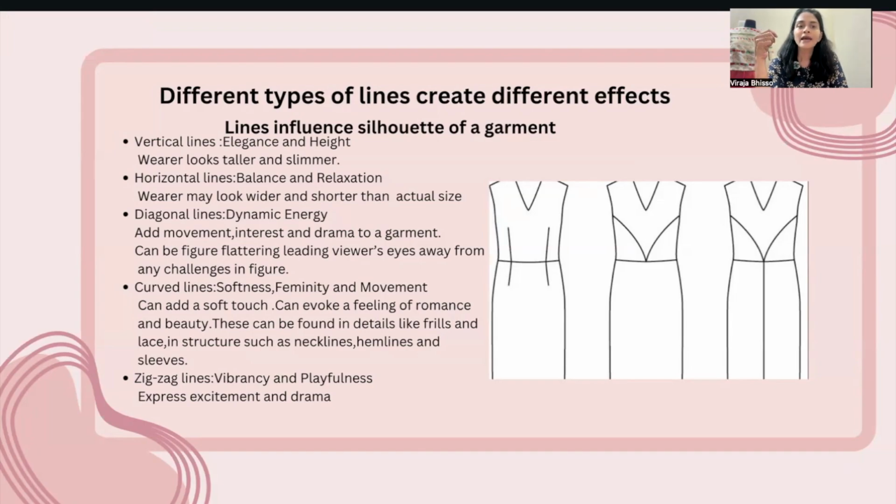Curved lines have softness, femininity, and movement. And these curved lines are mostly of soft fabric. They can add a soft touch. They can evoke a feeling of romance and beauty. And these can be found in details like frills and lace, and structures also, such as necklines, hemlines, and sleeves. Then we have the zigzag lines, which have vibrancy and playfulness. They express excitement and drama.